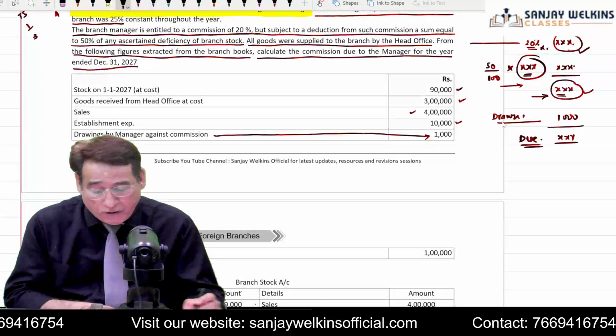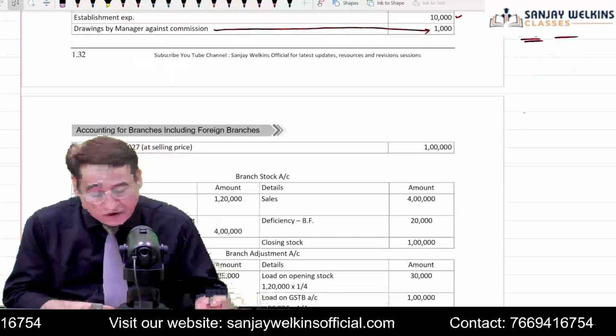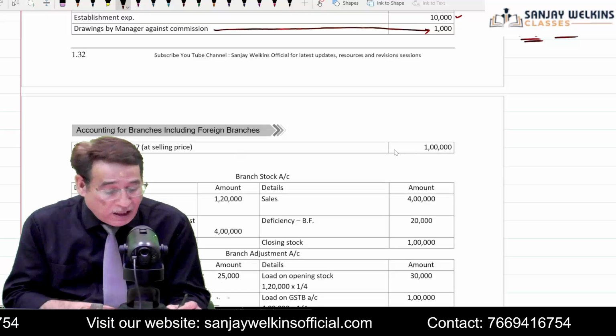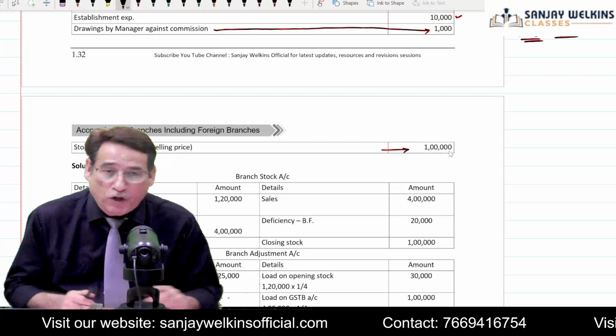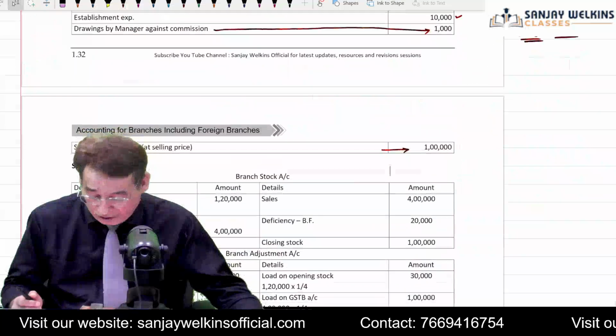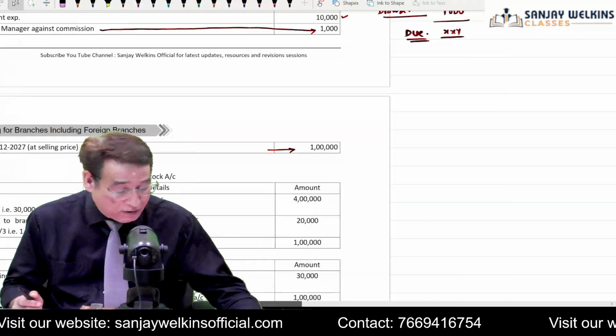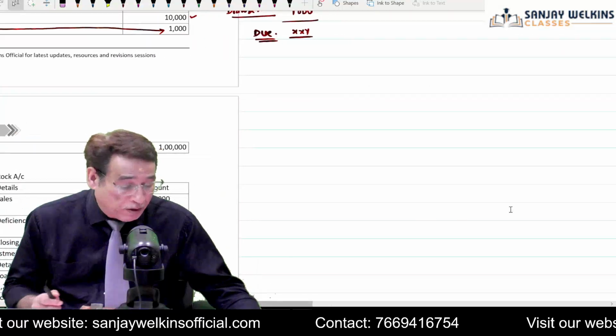Remember one thing in this particular question, we are supposed to compute the amount of commission which is due to the branch manager. And further it is given that stock at selling price. Stock at selling price means basically invoice price, which is given to you at 1 lakh. So this is the question. It's an interesting one. Let's have a look over here and then we will wrap it up.